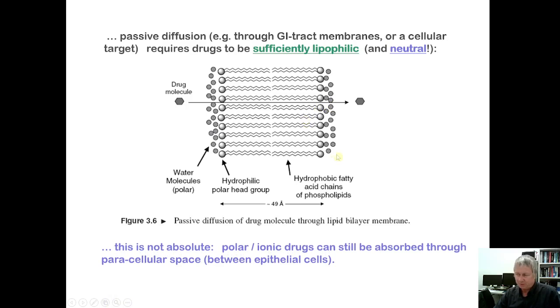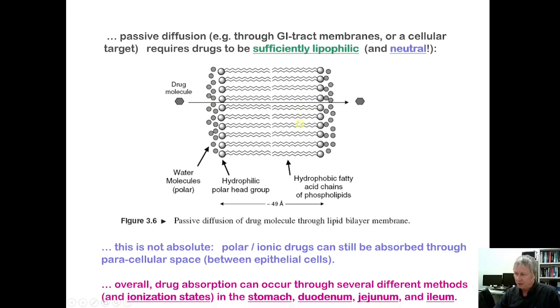Not absolute. So polar and ionic drugs can still be absorbed through the paracellular space. That's like a little gap between epithelial cells. So there's other ways that drugs can transition through. It's not the only way, but this is a very common way. Overall, drug absorption can occur through a couple different methods and ionization states in the stomach, duodenum, jejunum and the ileum. But generally speaking, it's this kind of strategy, and it sort of requires drugs to be neutral.